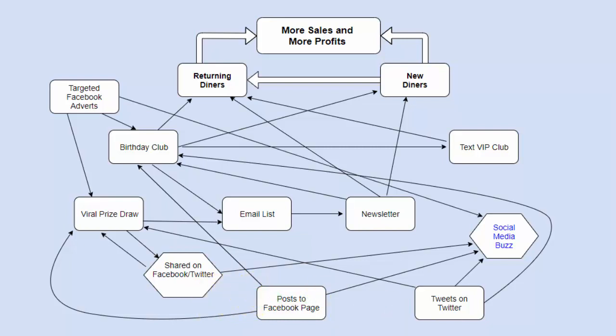The result of this is that the more people see your restaurant on the internet, the more they are likely to join your email list or your text message list. But even if they don't join either, seeing your name regularly on the internet keeps your restaurant at the front of their mind, which makes them far more likely to visit you when they next want to go out for a meal. In other words, more new diners and returning diners for your restaurant.